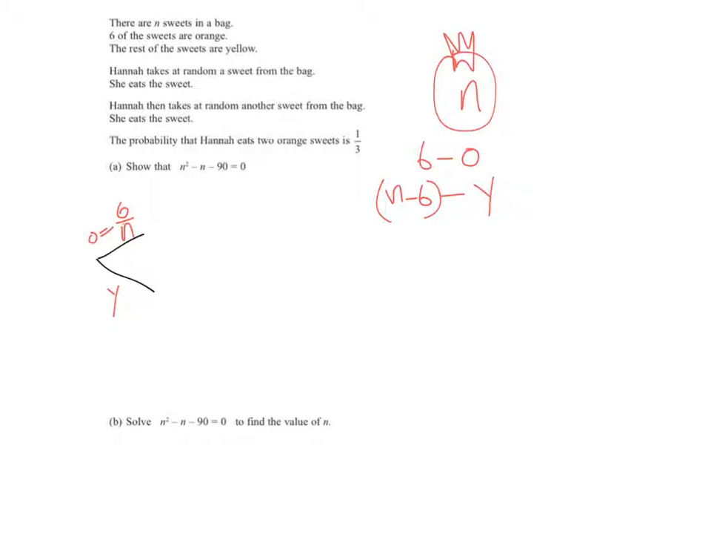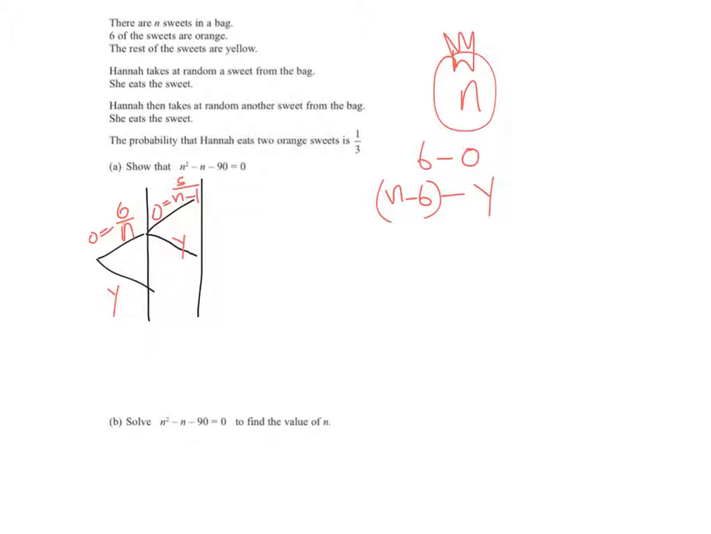So there are no longer n sweets in the bag. There's literally n minus 1 sweets. So this is the first pick here. This is the second pick. When she wants to pick the next orange, this is going to be yellow here now. Okay, and up here I'm going to have my orange. When she picks the second sweet, she's already eaten an orange. So there are 5 orange sweets left in there. And once she's eaten a sweet, there's no longer n left in the bag. There's actually n minus 1 left in the bag.